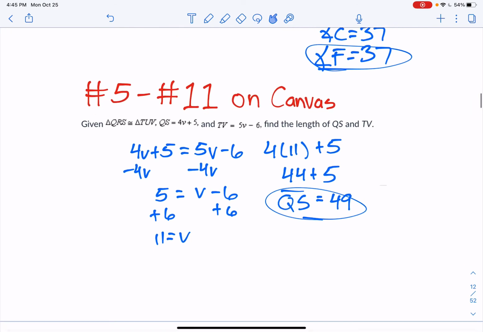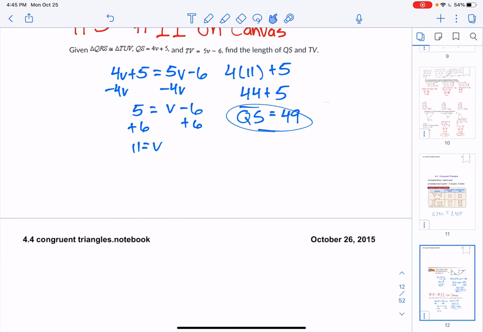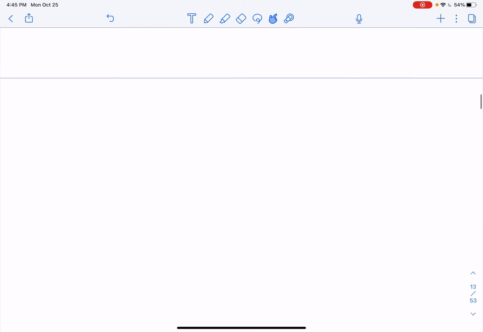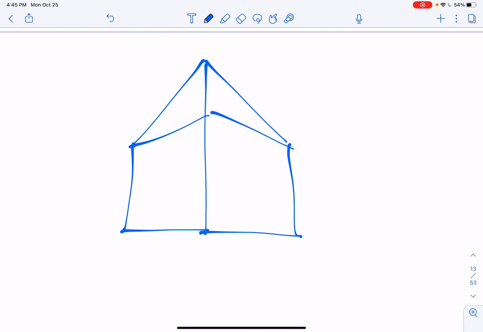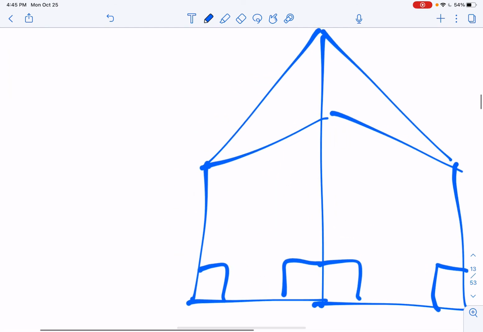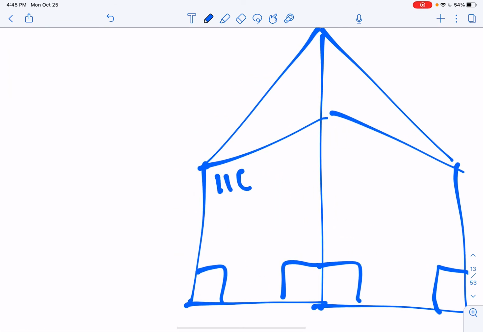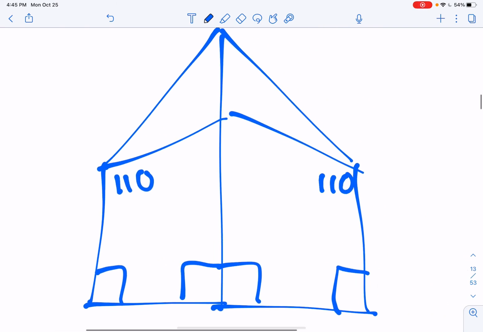And then for the rest of them, it looks like this. It'll say something about a paper airplane. It'll say something like this, and basically it'll say this angle and this angle are 90 degrees, which means this angle and this angle are 90 degrees. And it'll say a bunch of things are equal, but it'll tell you what this angle is. So let's say this is 110, which means this is also 110.